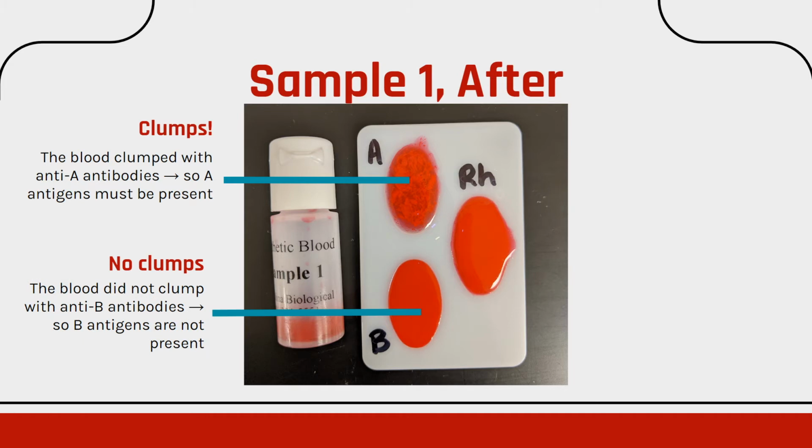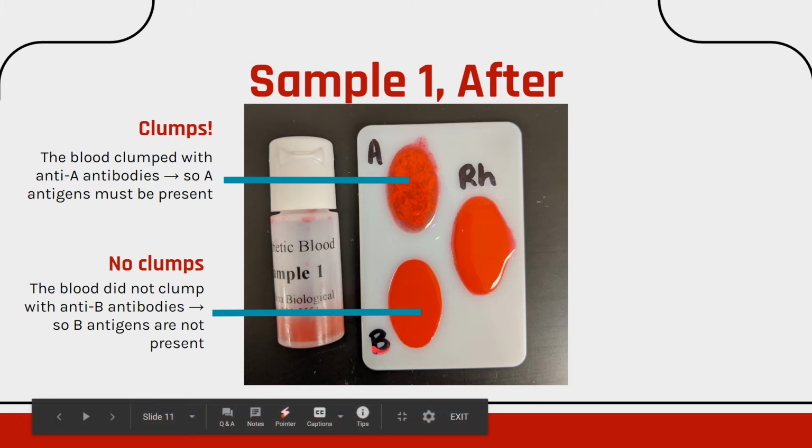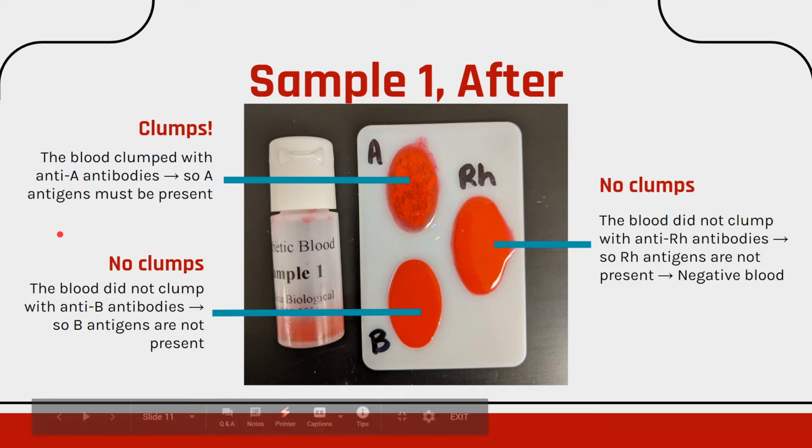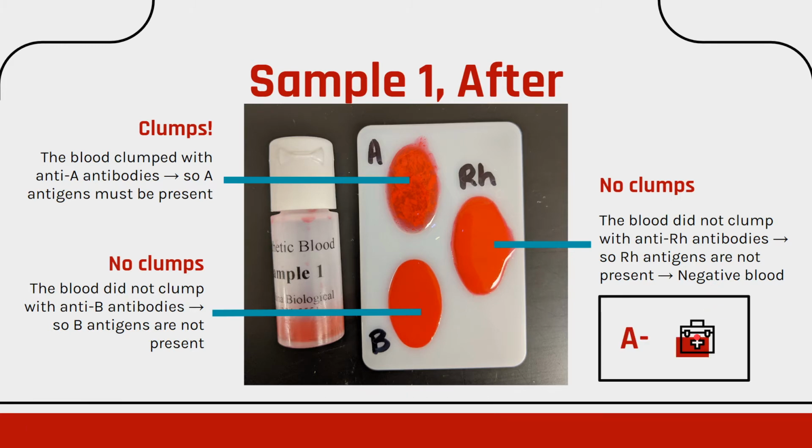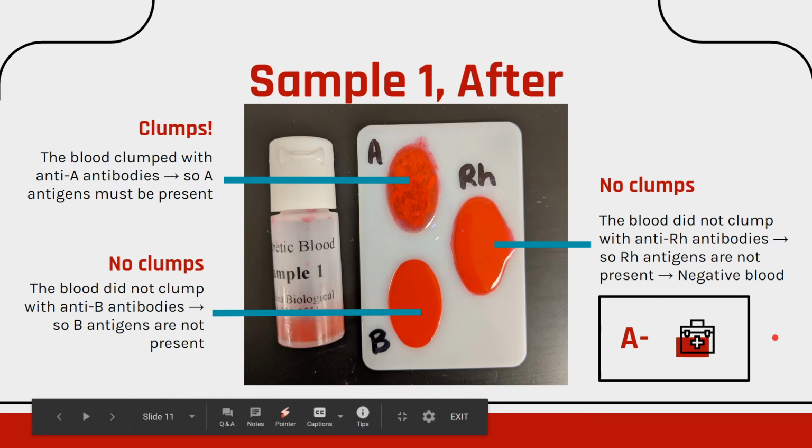The type B antibody does not have any clumps. So B antigens are not present. Just from these 2 results, I know that this has to be type A blood. And then finally, when we look at the Rh, there's no clumps again. If it didn't clump, that means no Rh antigens are present. That means it must be negative blood. So this is A negative blood.